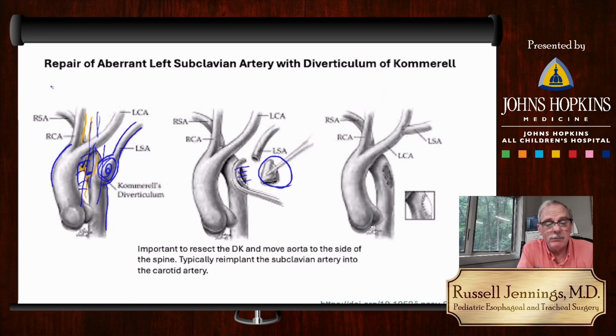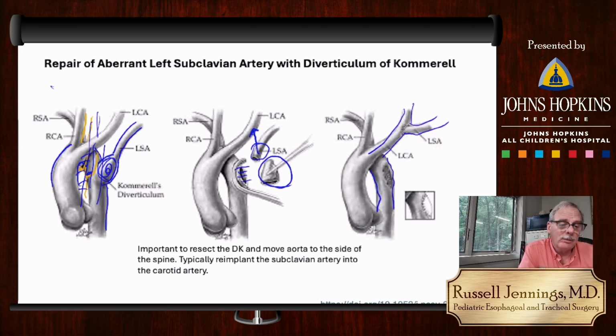We then need to get blood flow back into the arm from this left subclavian artery. And we do that by reimplanting this subclavian artery into the carotid artery up there. And when we're all done, the aorta looks normal here. There's no diverticulum of Kommerell. And the aberrant left subclavian artery is now in a more normal position attached to the left carotid artery.